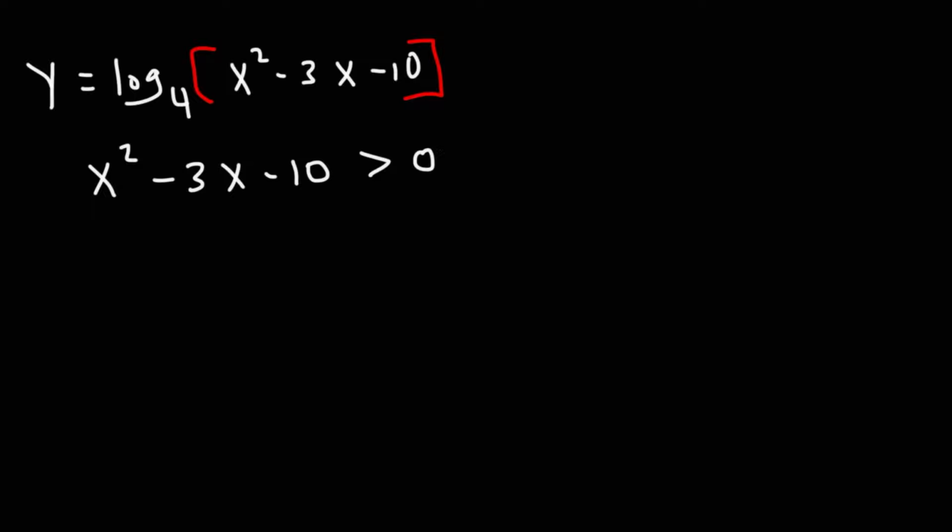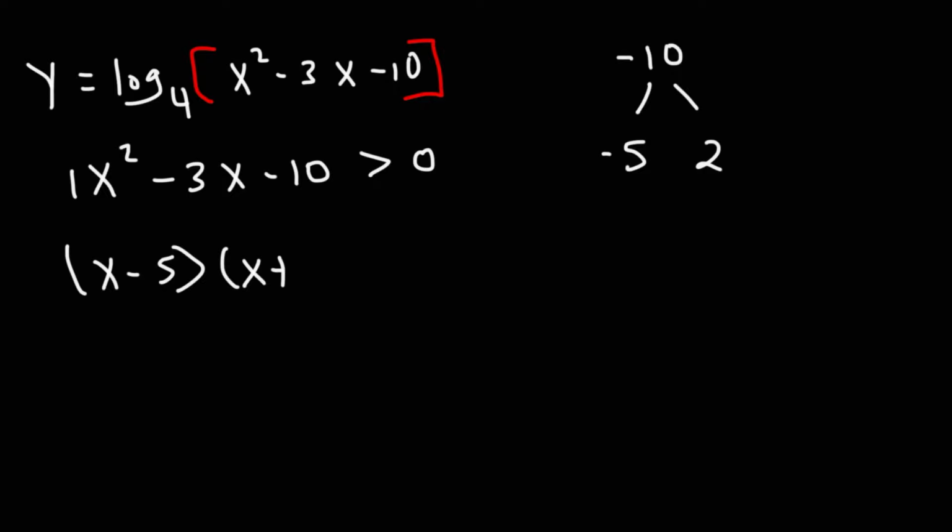So we have a trinomial with a leading coefficient of 1, and we need to factor it. We need to find two numbers that multiply to the constant term negative 10, but add to the middle coefficient negative 3. So this is going to be negative 5 times 2. Negative 5 times 2 multiplies to negative 10, but add to negative 3. So to factor it, it's going to be x minus 5 times x plus 2.